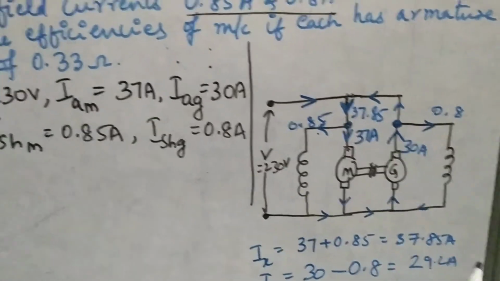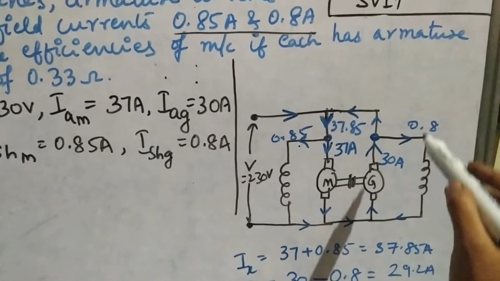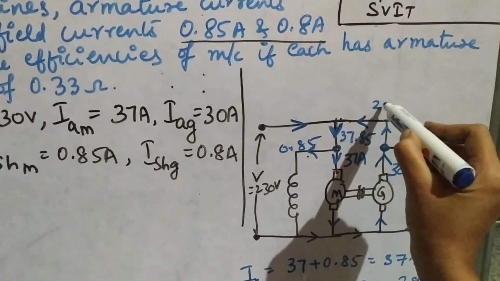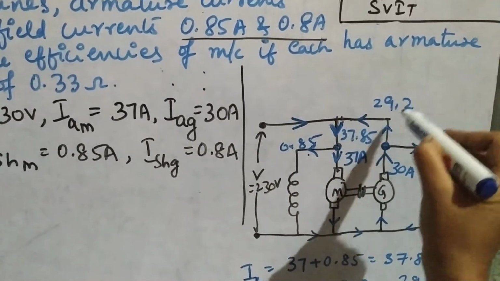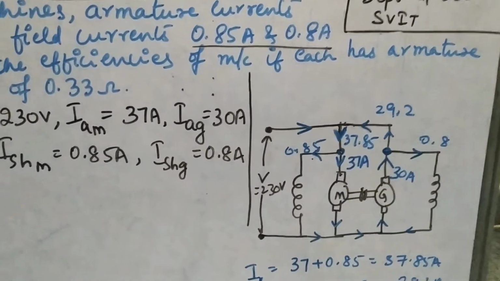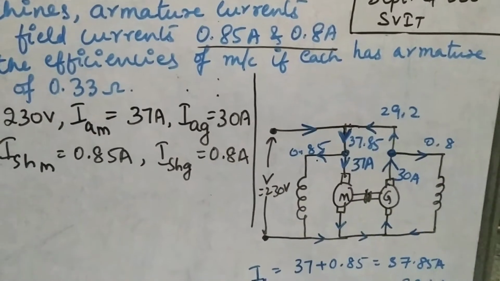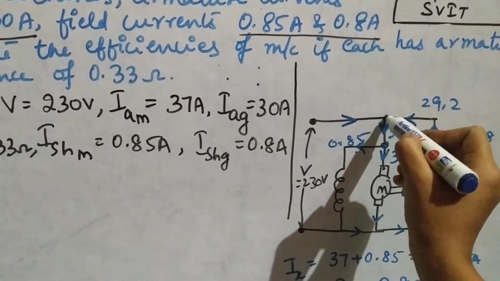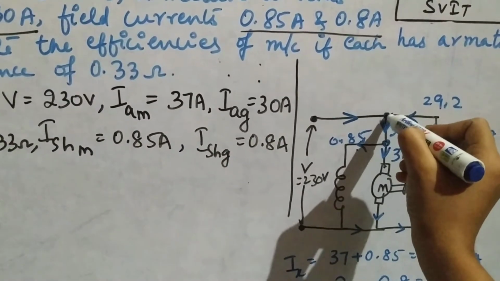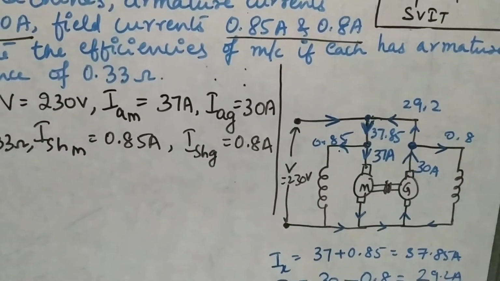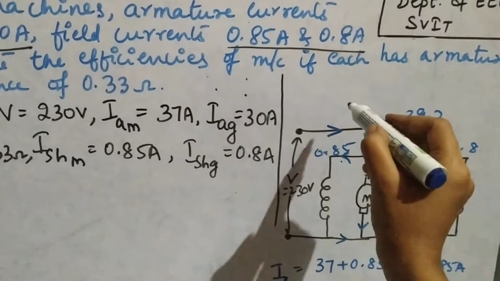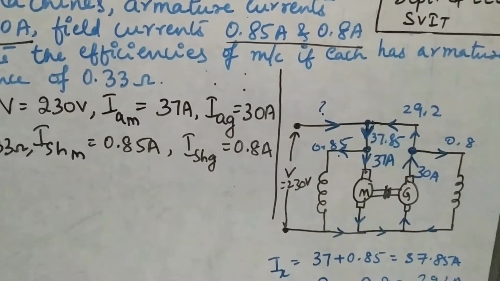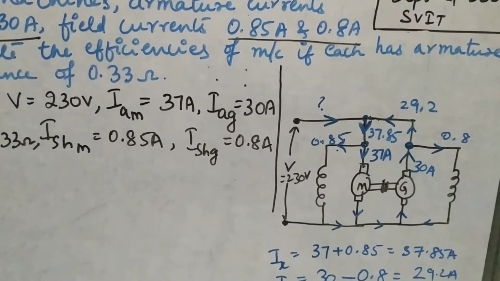So that value you have to mark it here. I can mark here this current value is 29.2 amps. Then after that, you consider this node also. Here also, again you can determine this current. So what can be that current value?